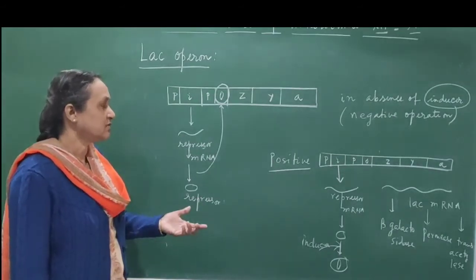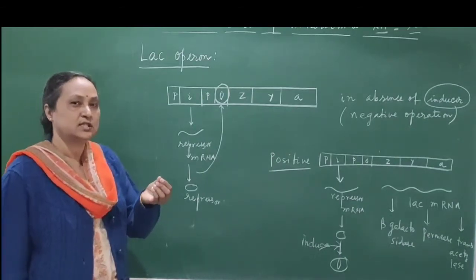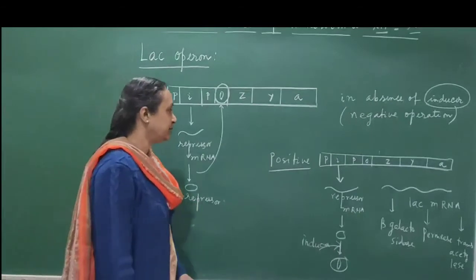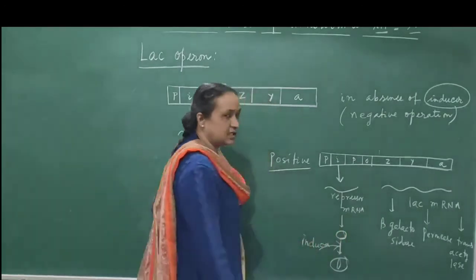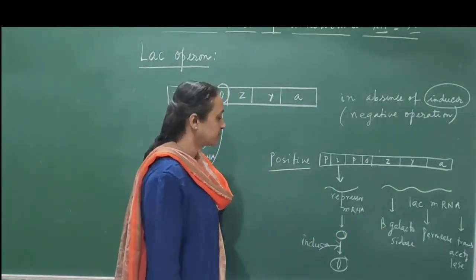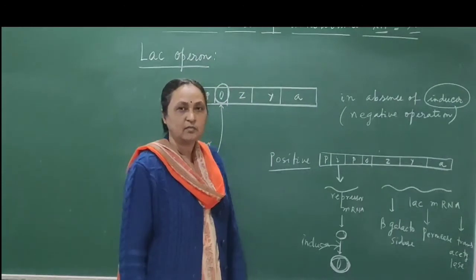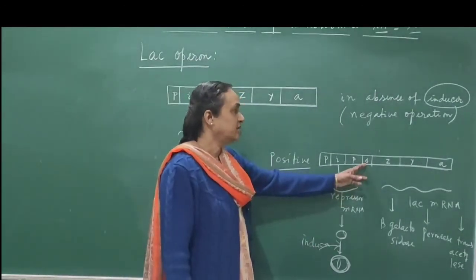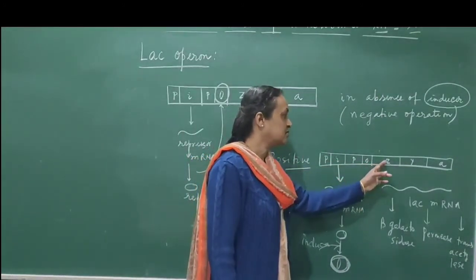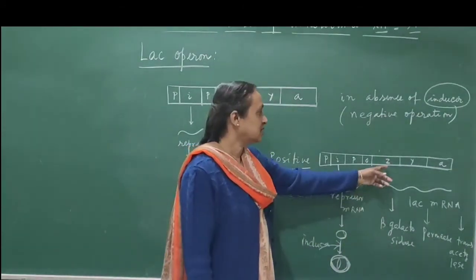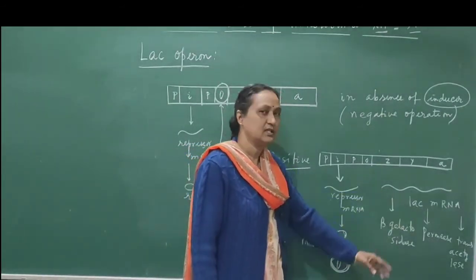But suppose there is requirement of lactose by the cell. So here what will happen? Now here similarly the regulator gene will produce the repressor protein, but the inducer lactose will bind to the repressor protein and inactivate. This repressor protein is now inactivated. So when it is inactivated, now it will not be able to bind to the operator and the operator is free. Then the operator will give instruction to structural gene so that the structural gene can produce messenger RNA, and that messenger RNA is called lac messenger RNA.